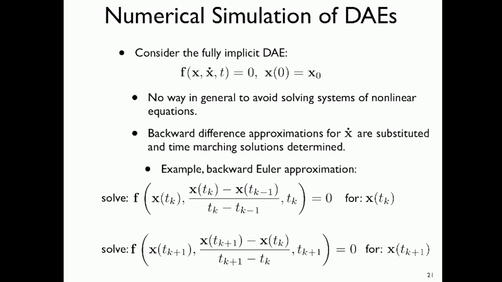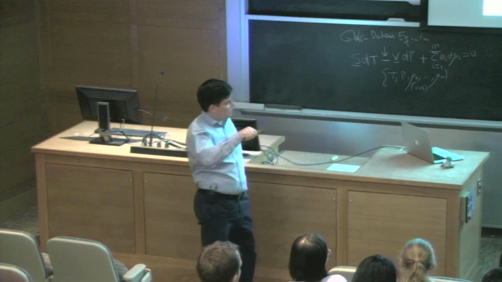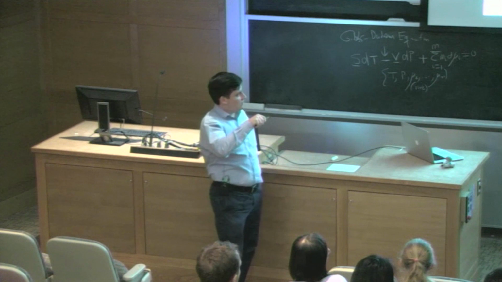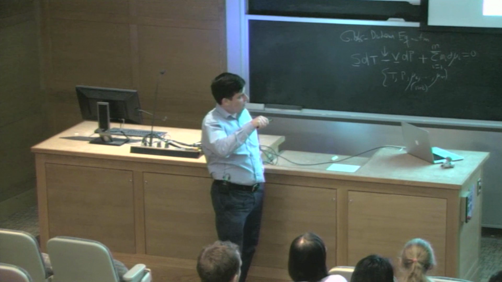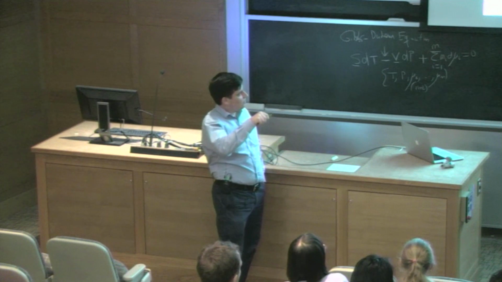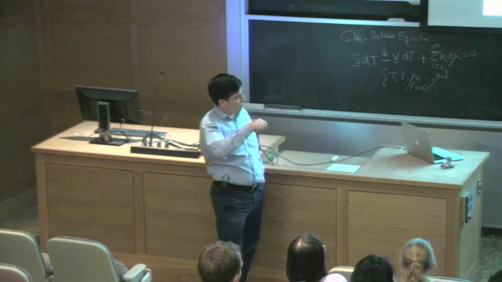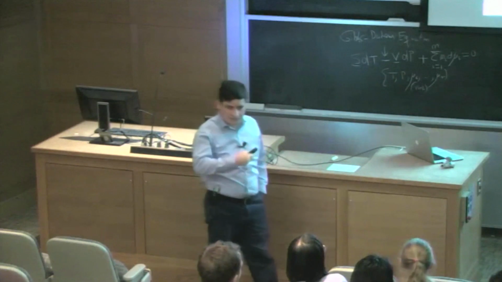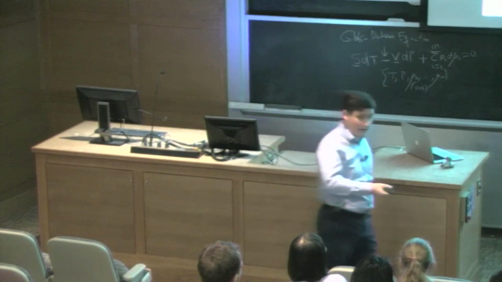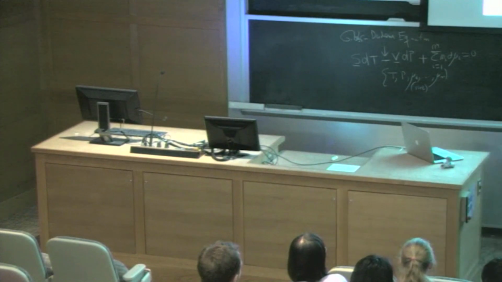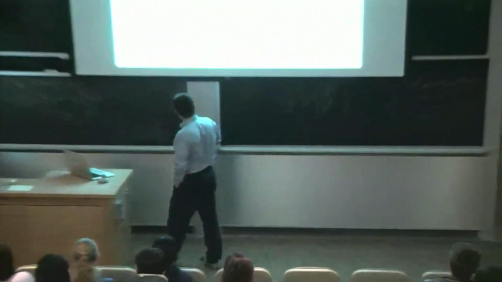So x at tk, and I evaluate time at tk, and I try to satisfy this equation and use it to determine x of tk. So I solve this system of nonlinear equations for x at tk, and I go to the next point in time, tk plus 1, and I solve the same equation, but replacing tk with tk plus 1 and tk minus 1 with tk. So at each iteration, I solve a system of nonlinear equations. No more painful than doing the forward Euler approximation I showed you before. Okay, so that's good.